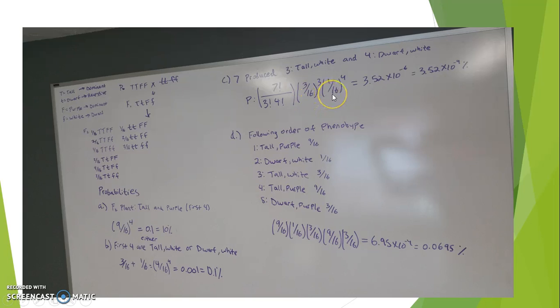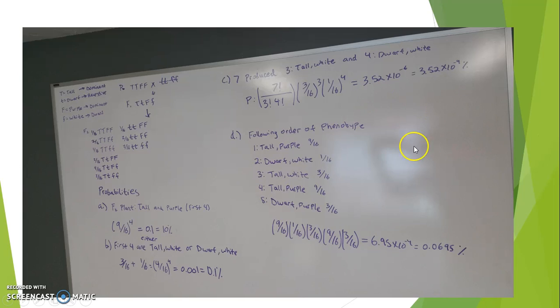And then you go to the probability of getting a tall and white. The probability of getting a tall and white is 3 out of 16. And since you want 3 of them, you're going to raise that to the 3rd. And then for dwarf and white, there's only 1 out of 16 probability you're going to get that. So you have to raise that to the 4 because you want 4 of them right here. And so that equals 3.52 times 10 to the negative 4%.